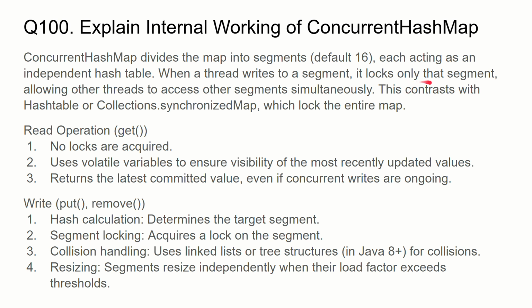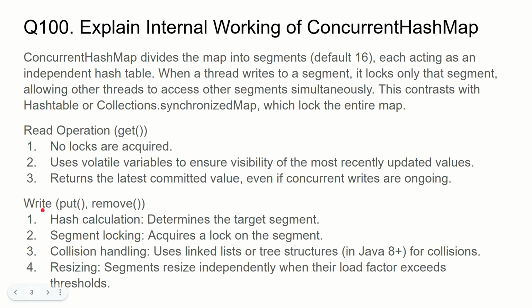So it uses lock striping technique. Instead of locking the whole data structure, it locks a particular part of it. So we will see the read operation working. For reading there are no locks required. It uses volatile variables to ensure visibility of most recently updated values. It returns the latest committed value even if the concurrent writes are ongoing. So whatever latest committed value is there, it returns that.